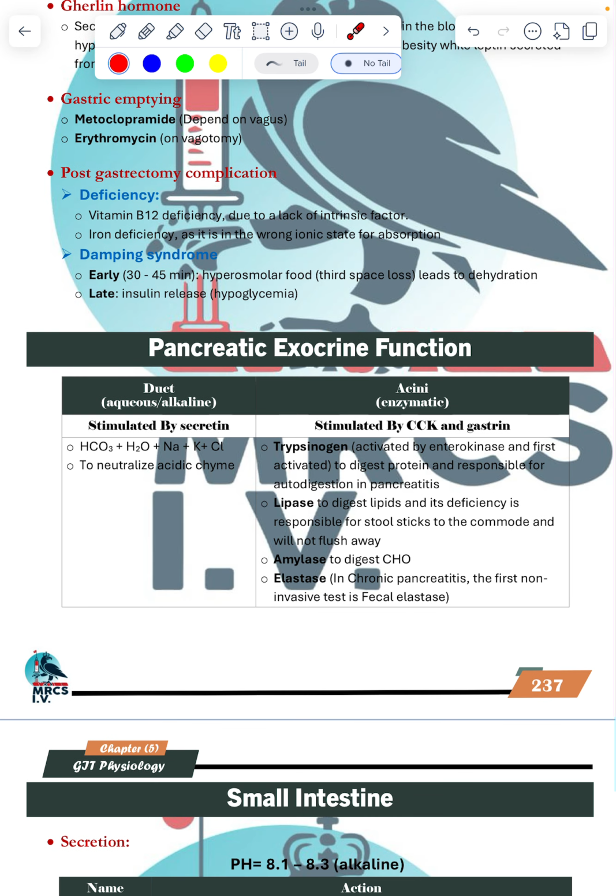Now coming to pancreatic exocrine secretion. The pancreas has both exocrine and endocrine functions. Exocrine secretions are released through the duct and acini, while the endocrine part will be seen in the hormones. Bicarbonate plus water, with sodium, potassium and chloride, neutralize the acidic chyme.